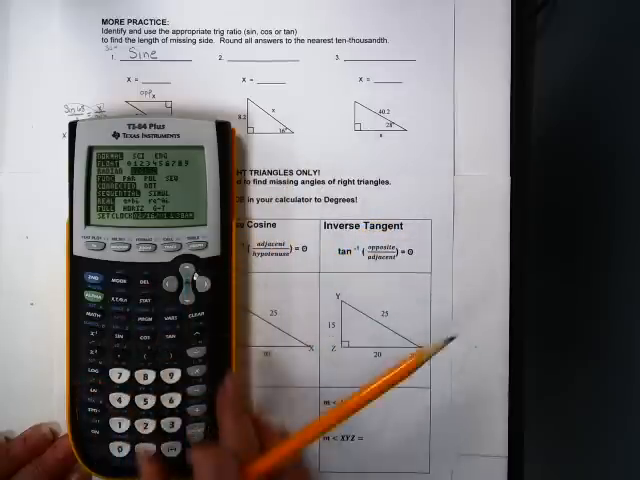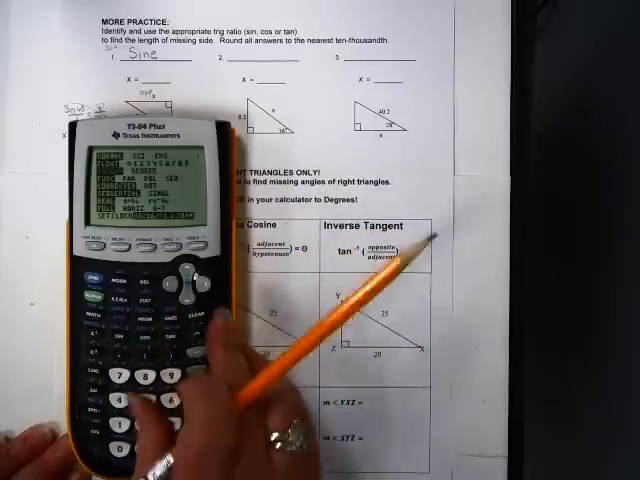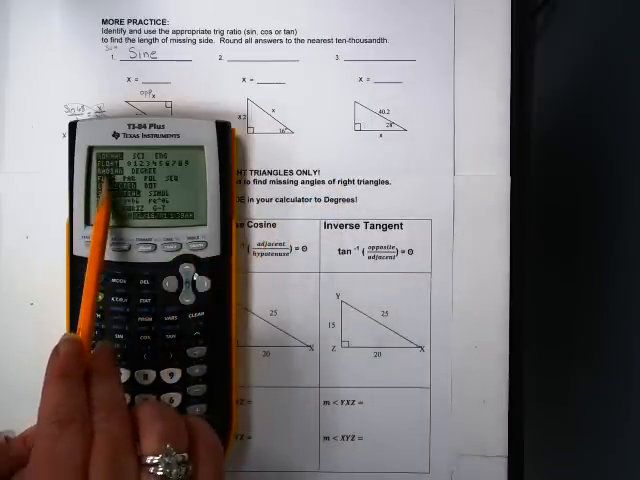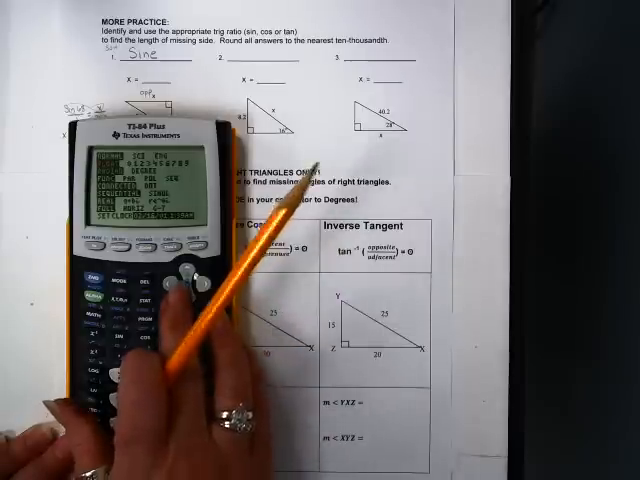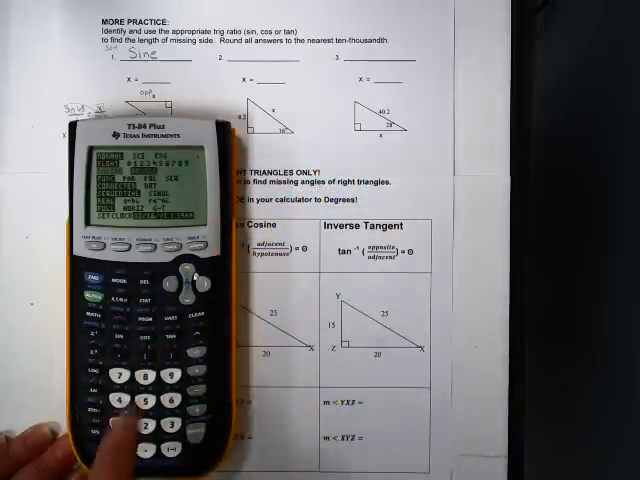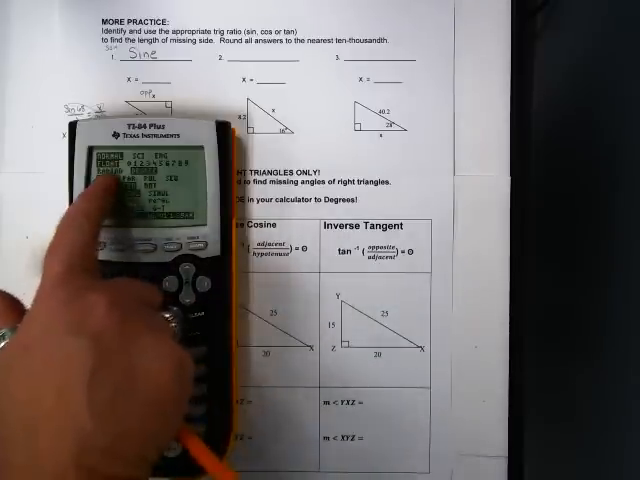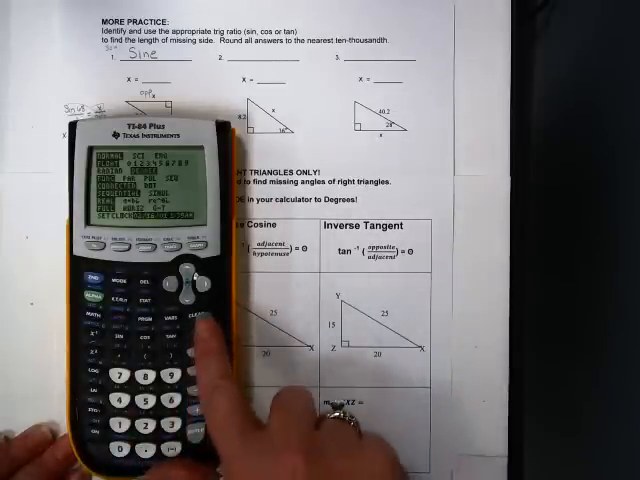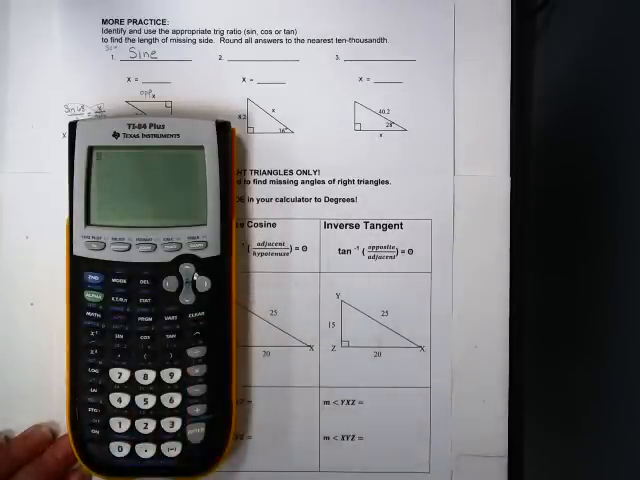If it looked like this when you first got your calculator, that means that it's in radians. So you would have to arrow down, arrow over to degrees, enter, so that it would be now taking the highlight away from radians and now flashing on degrees. All you do to get out of here is clear.